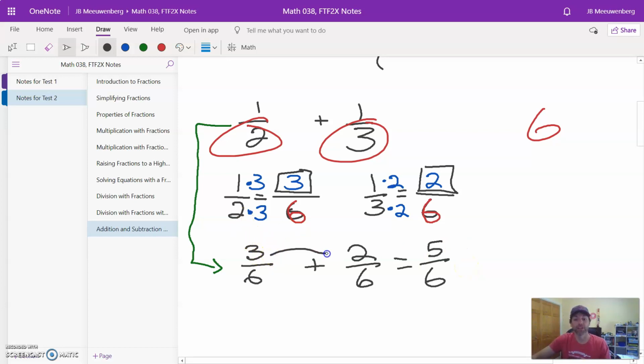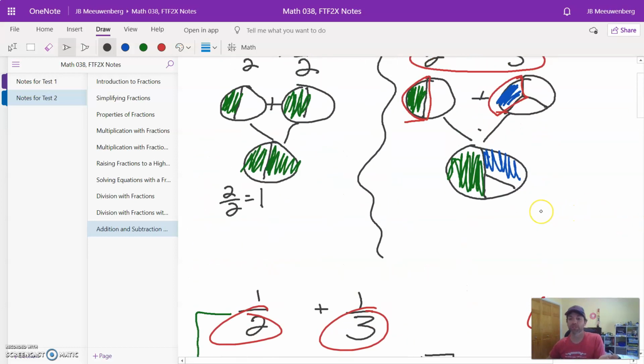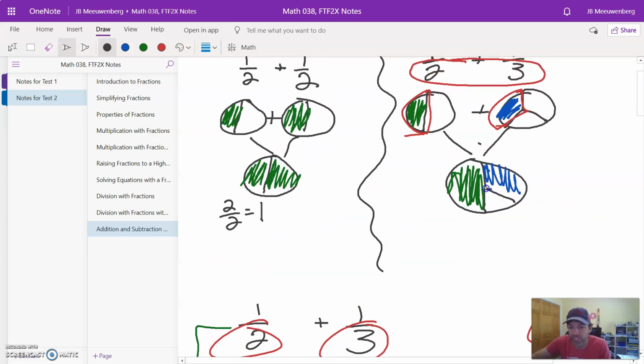And we add the numerators, right? The denominator stays the same because we're just counting how many of them there are. We add the numerators. And that's what this picture represents, right? We could break this picture into sixths, and 5 of them would be shaded.